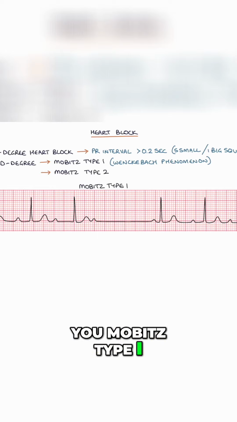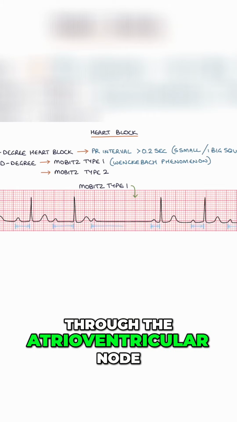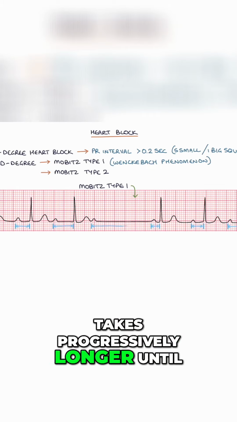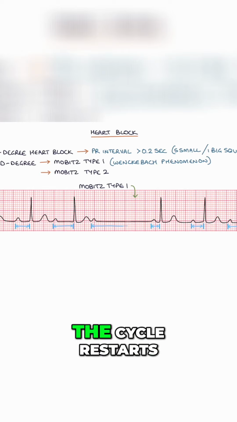Mobitz type 1, or Wenckebach's phenomenon, is where the conduction through the atrioventricular node takes progressively longer until finally it fails, after which it resets and the cycle restarts.